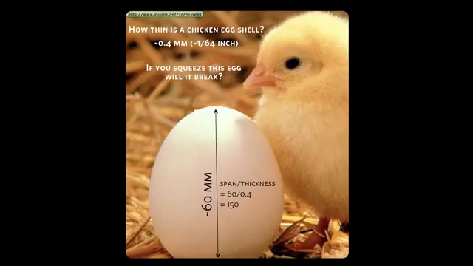To give you a sense for the scale of Candela's structures, we look at what's called the span to thickness ratio of these structures. So for an egg, it's about 60 millimeters high, 0.4 millimeters thick, so 60 divided by 0.4 gives you a span to thickness ratio of about 150. The larger that number is, the thinner your structure is.